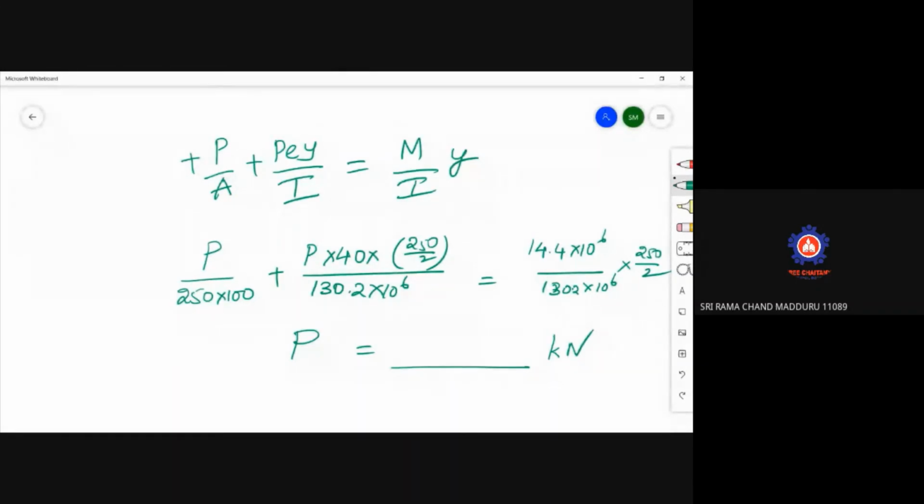176.33 into 10 to the power of 3. I am asking in kilonewtons. You are telling in newtons. So divide by 1000: 176.321. Whatever it is, you write down. So 176.3 kilonewtons.